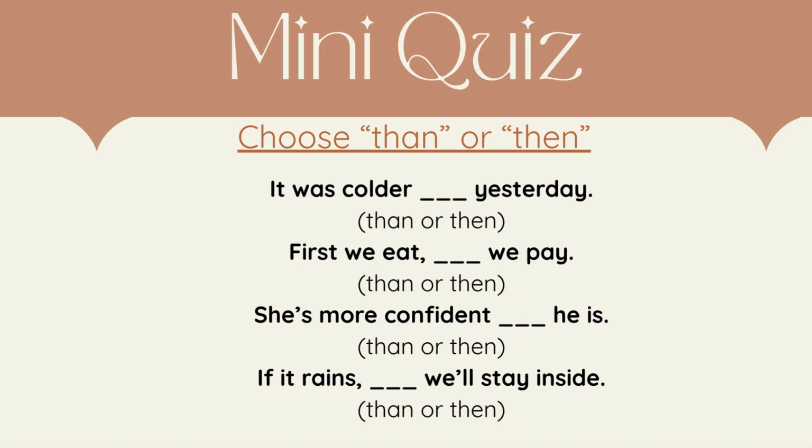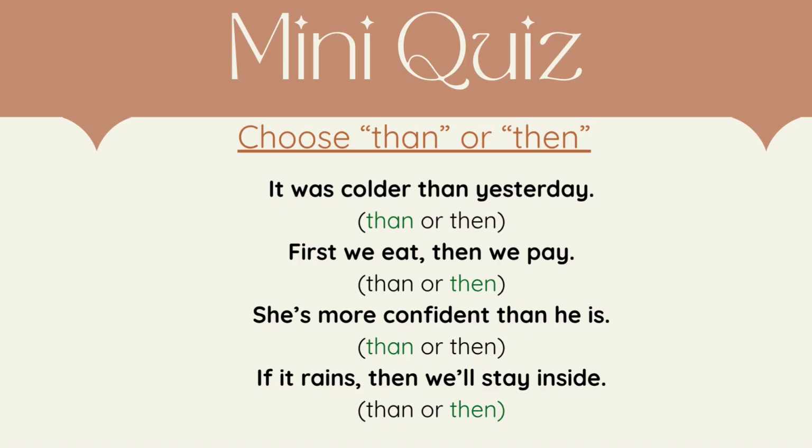So let's look at the answers. First, it was colder than yesterday. That'll be than. Next, first we eat, then we play. It shows sequence. Next, she's more confident than he is. Showing comparison again. She's more confident than he is.